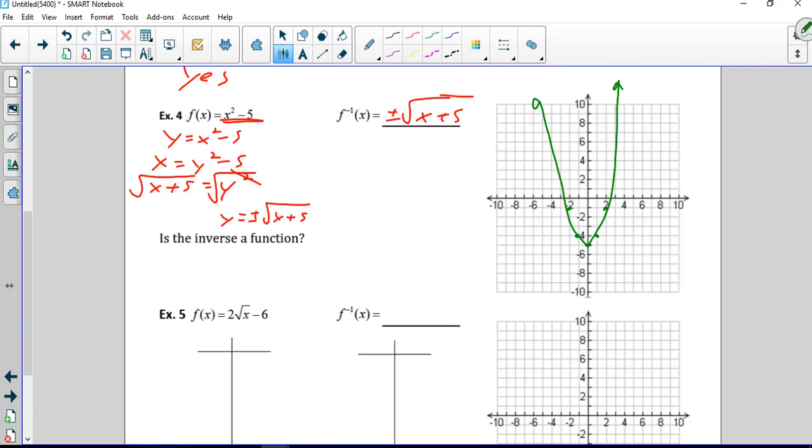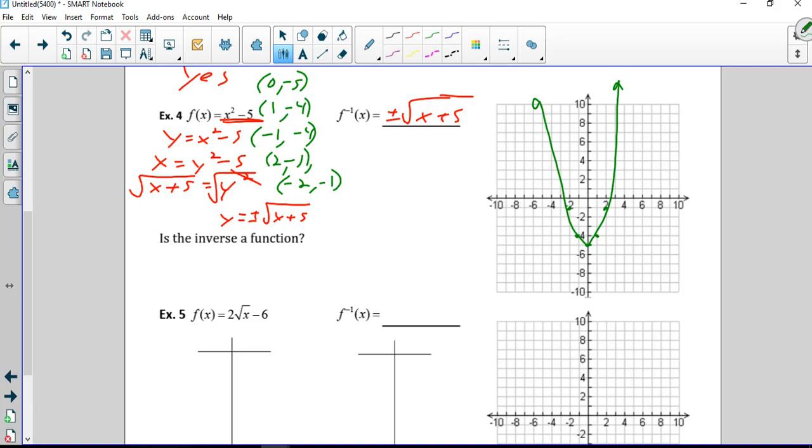So again, let's write those points down. 0, -5. 1, -4. -1, -4. 2, -1. -2, -1. Those are just some of the points on our parabola.